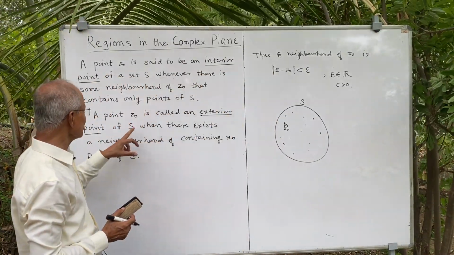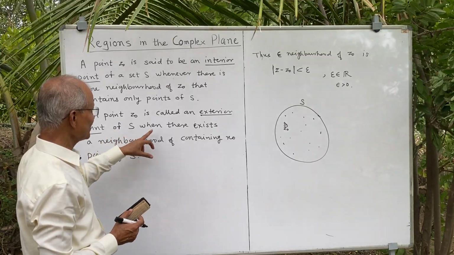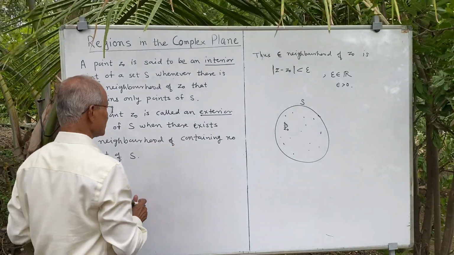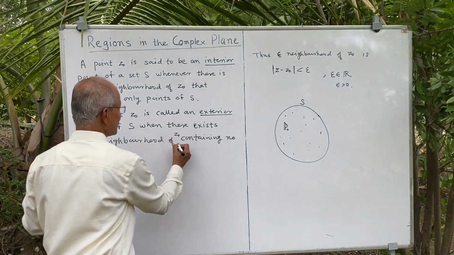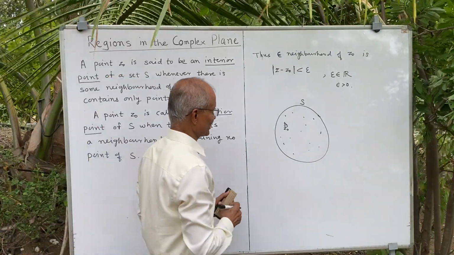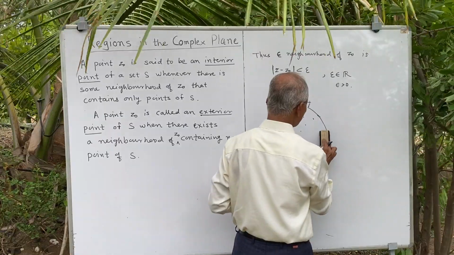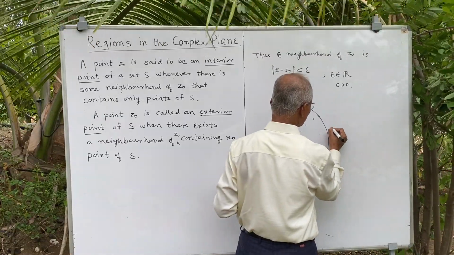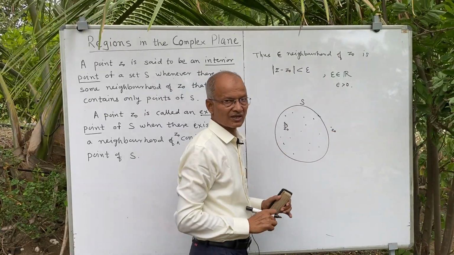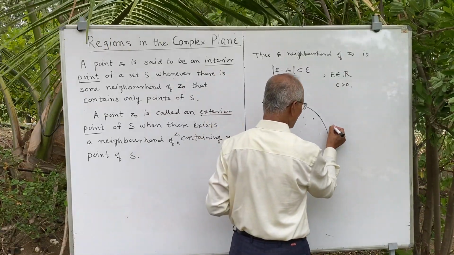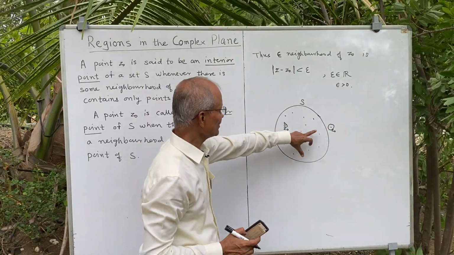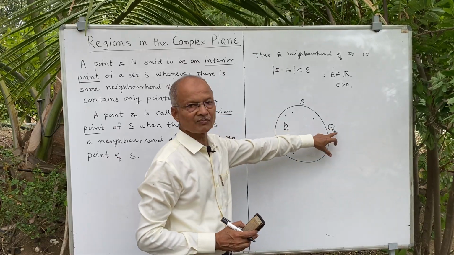And further, what about an exterior point? A point Z0 is said to be an exterior point of S whenever there exists a neighborhood of Z0 containing no point of S, and that point will be an exterior point. For example, if you consider this point here, then this is an exterior point of S because there exists a neighborhood of Z0 which contains no point of S. So this is the meaning of interior point, and this is an exterior point.